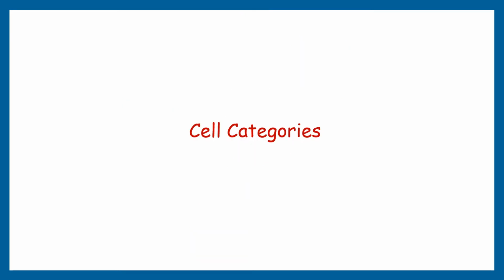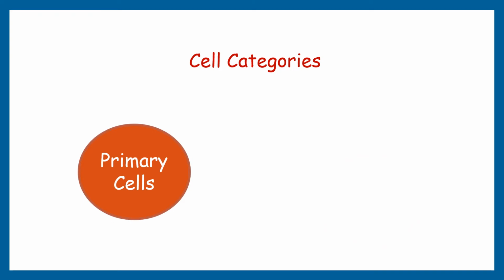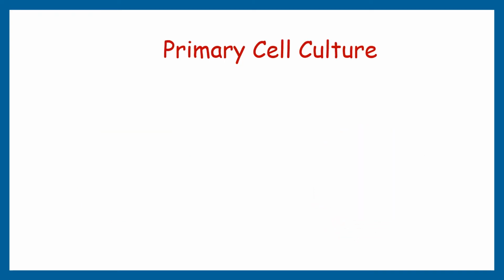Coming to the next, cell categories. Cells that are used in laboratories can be generalized into two categories. First is primary cells and another is cell lines. Now first we learn about primary cell culture.